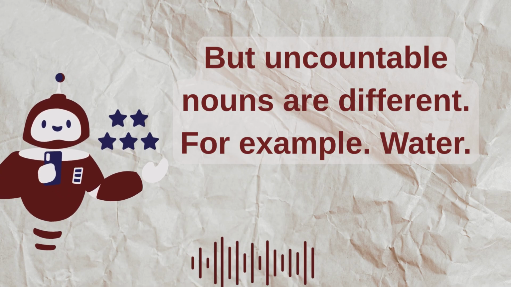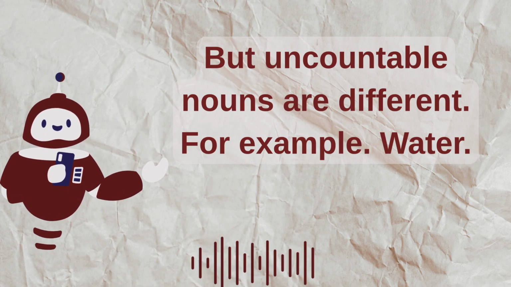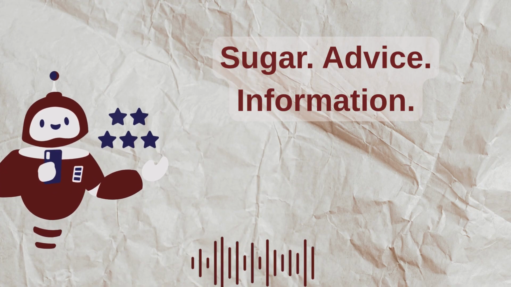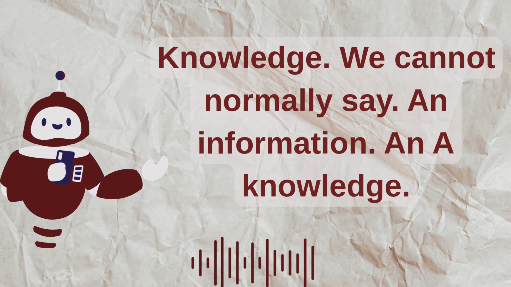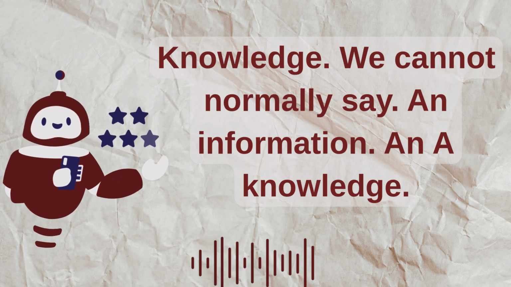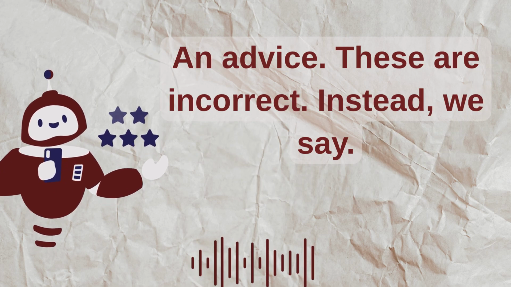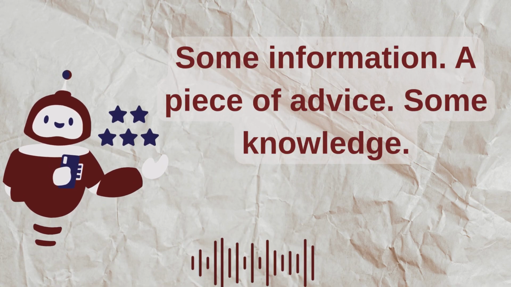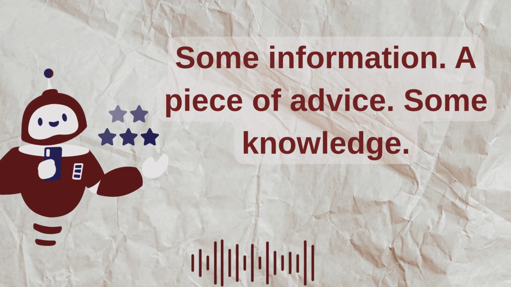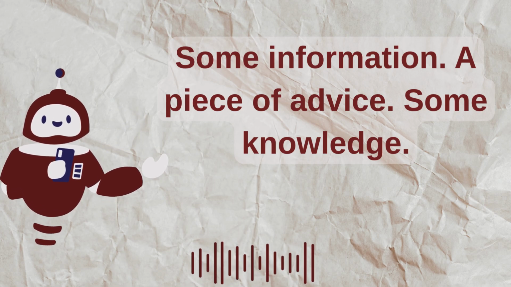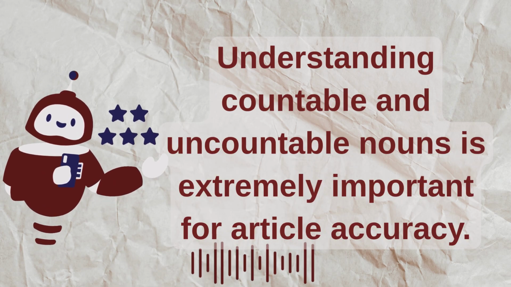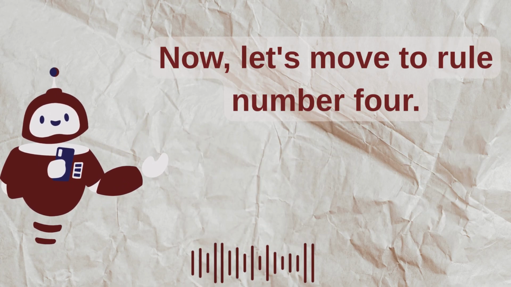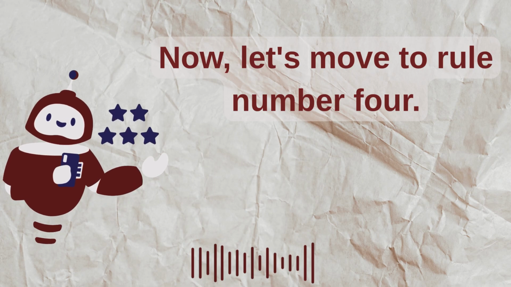But uncountable nouns are different. For example, water, sugar, advice, information, knowledge. We cannot normally say an information, a knowledge, an advice. These are incorrect. Instead, we say some information, a piece of advice, some knowledge. Understanding countable and uncountable nouns is extremely important for article accuracy. Now, let's move to rule number 4.